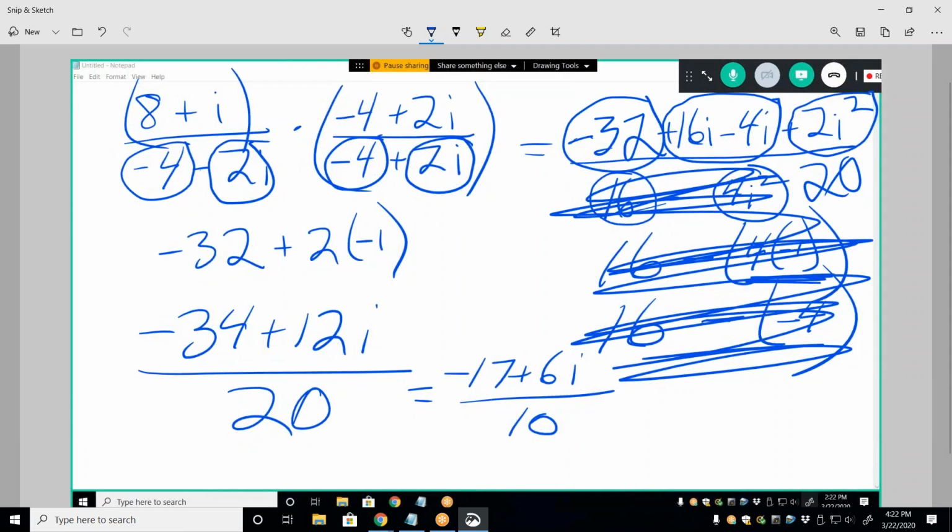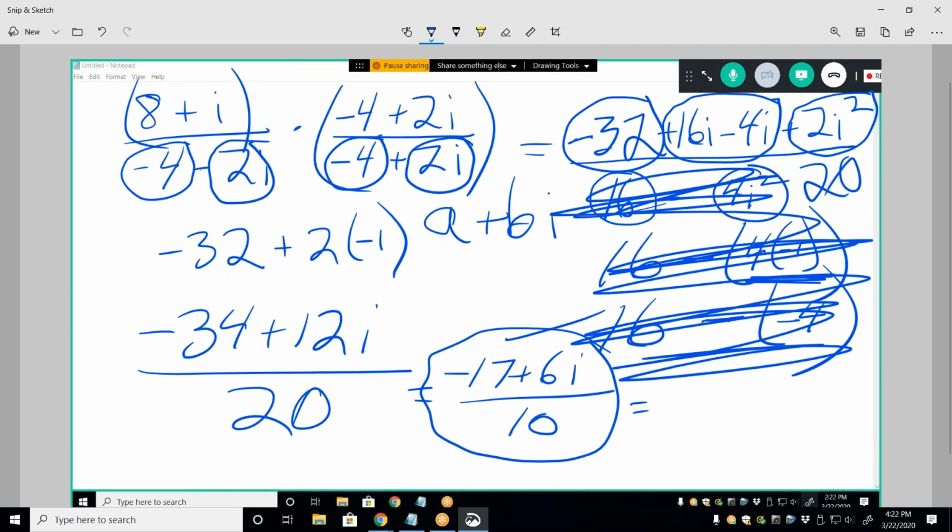Okay? So the problem is that's not in A plus Bi format. We need it to be A plus B times i. We don't have it in that yet. How can I turn this into A plus Bi format? Multiply by 10? No. We're separating it into two fractions. There's that fraction plus that fraction. So what are those two? So it's negative 17 over 10 plus 6i over 10.